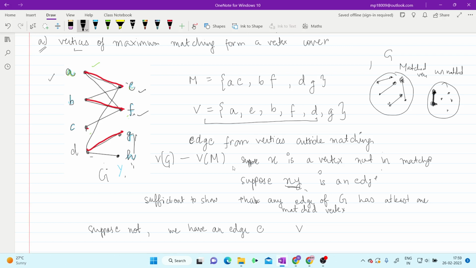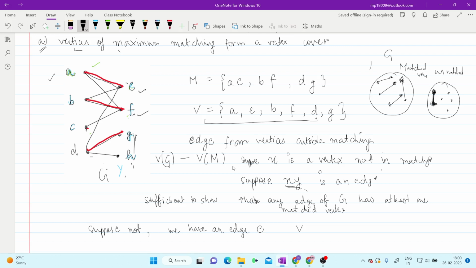No, ma'am. Why? Ma'am, as per the definition you already said, each edge should have one matched and one unmatched vertex. So here we want to show that every edge has at least one matched vertex.